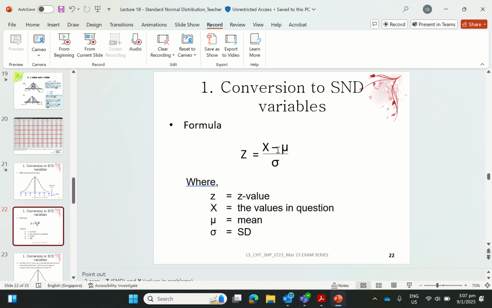I think some of you don't understand what the purpose of all this is. Okay, so Z equals X minus mu divided by standard deviation. Z is the thing you want to get. X is the real life values. For example, it can be your weight, your height, or the marks that you score. It can be anything. You put it here, then minus your mean, divide by standard deviation, you get your Z value.